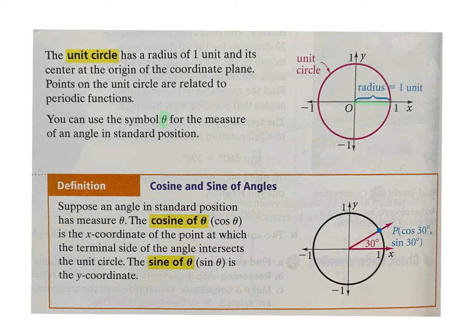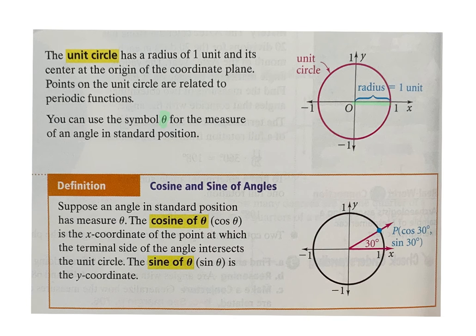So then they start talking about sine and cosine of angles. So suppose the angle in standard position has a measure of theta. The cosine of theta is the x-coordinate, which is the terminal side, and the sine of theta is the y-coordinate. Why is this? So they don't explain it as well as I like it to be explained, so I'm going to explain it just a little bit more.